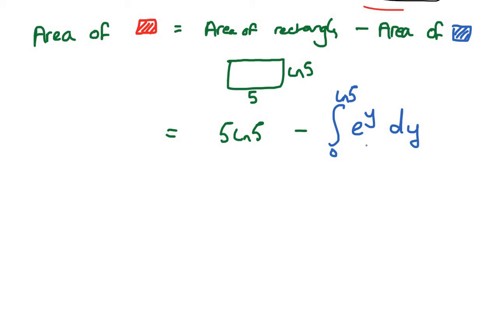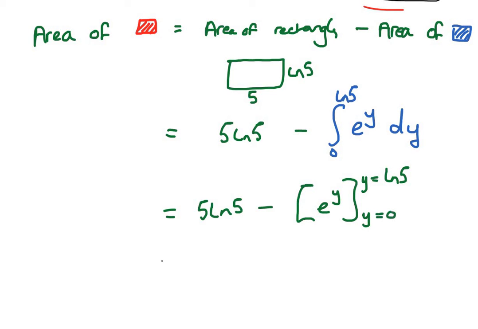Now the very special thing about the exponential function is that it differentiates and integrates to itself. So we can easily evaluate this. This is 5 log 5, take away e to the y. We need to plug in y equals natural log of 5 and y equals 0.